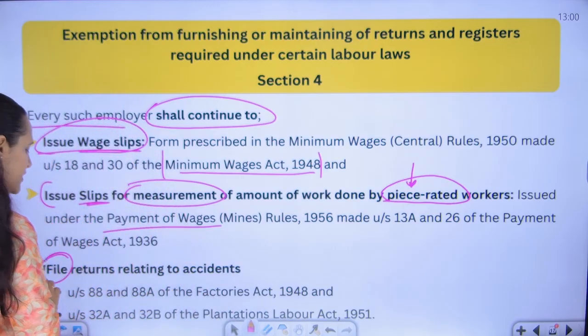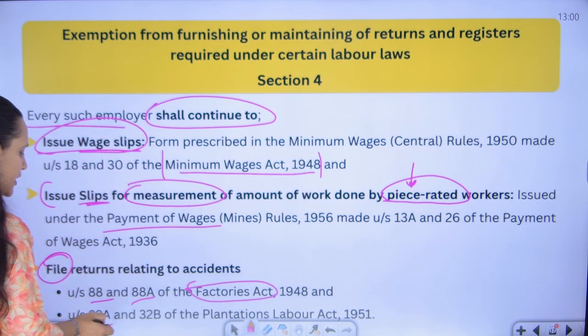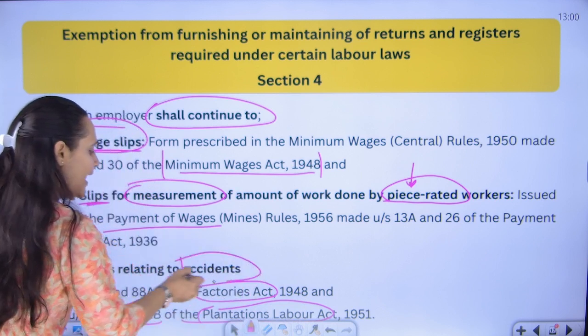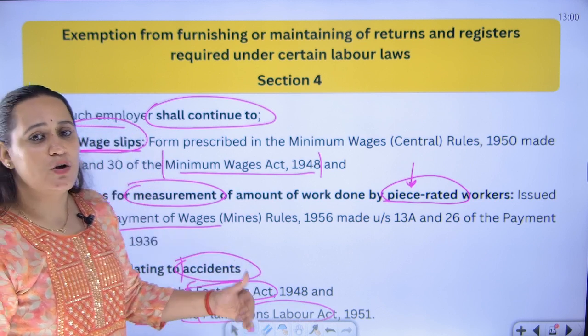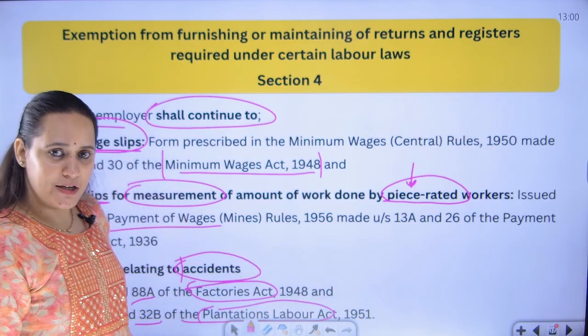And filing returns under section 88, 80A of Factories Act and under 32A and 32B of the Plantation Labour Act, which talks about what are the accidents that have taken place during the course of employment in the factory premises or in the premises of the plantation.